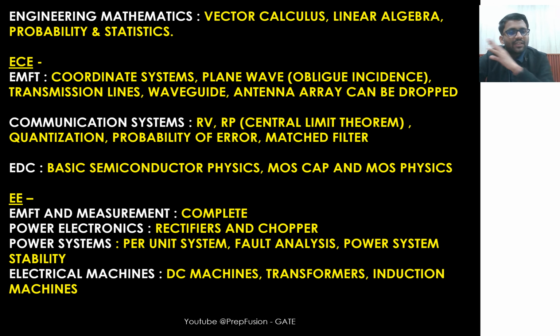But if you haven't done engineering mathematics at all, then at least cover vector calculus, linear algebra, and probability and stats. These 3 topics combined will come for 6 to 7 marks. This is what I feel. At least 6 to 7 marks these can come.